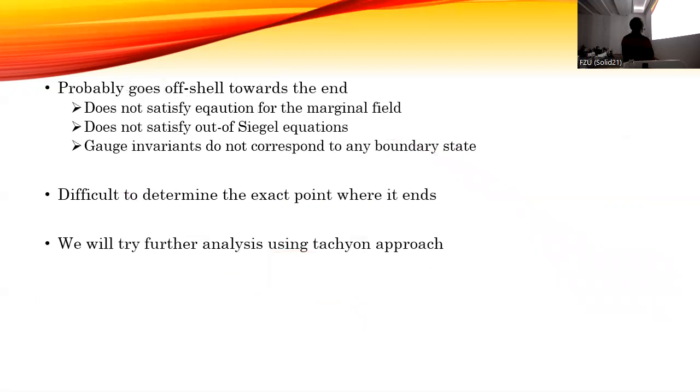So here I essentially summarize what I said before: towards the end, the branch becomes off-shell. The gauge invariants do not correspond to the expected boundary states, and we also checked that it doesn't satisfy the out-of-Siegel equations or the equations for the marginal field. So it's inconsistent both as an open string field solution and as a boundary state. What is slightly problematic is to determine where exactly it's supposed to end, because we can see that all the quantities gradually get less and less precise, but there's really no sharp change. So I'll try to answer this by going to the tachyon approach, which will give us some additional information.